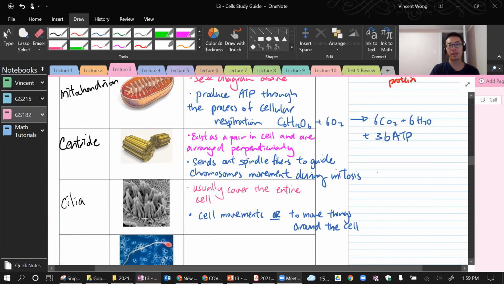Someone talked about paramecium before. Right? So paramecium looks like this. There's the mouth, there's some vacuole here. But what's important is they are covered with cilia. Okay.